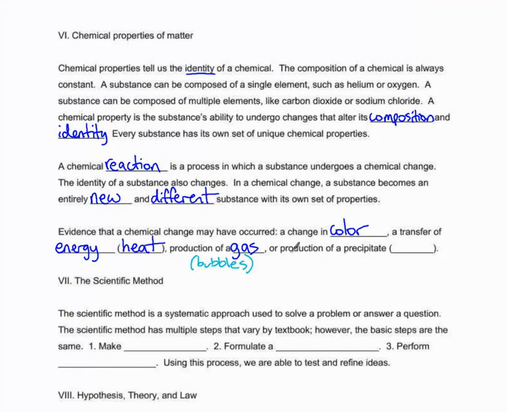Last thing, the production of a precipitate. Precipitate, unusual word, not related to precipitation. This is where we have two things that are both dissolved in water, and you combine them, and the product is a solid. Precipitate.